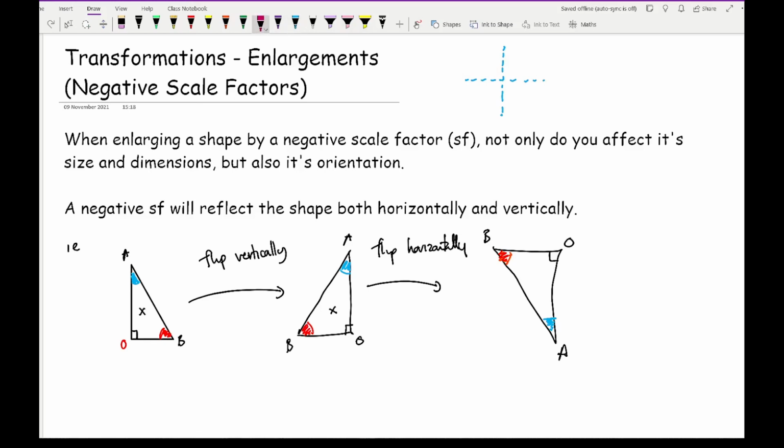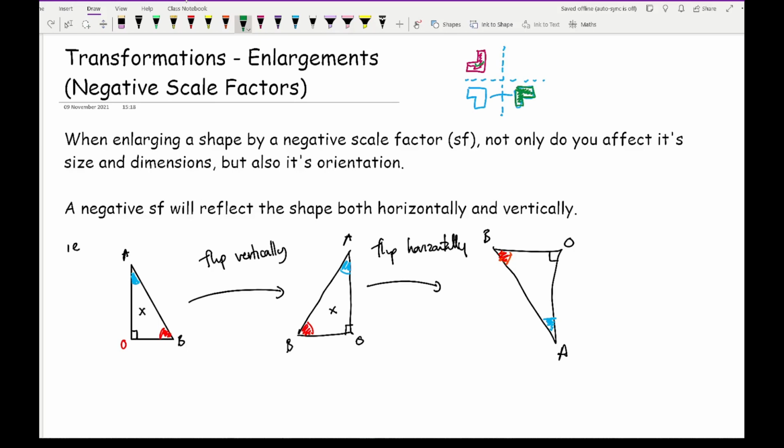So for example, if I had a shape that looked like this and this is my image, then what I would do is I'd first flip this horizontally or vertically. It doesn't matter which order you do it in. So for example, let's do this horizontally, so it would look like that, and then that would then turn into that shape there. So my two final shapes would be this one here, this one here. Once you get an idea of what the orientation is, you can then perform the enlargement by the negative scale factor.